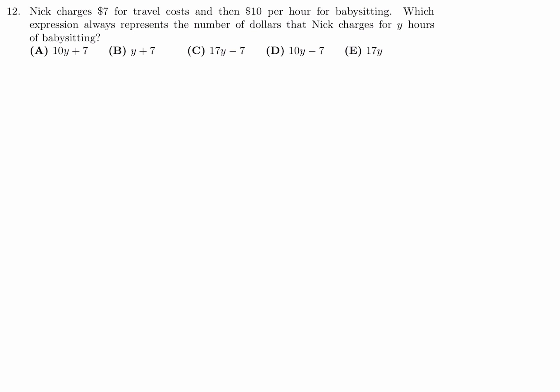Nick charges $7 for travel costs and then $10 per hour for babysitting. Which expression always represents the number of dollars that Nick charges for y hours of babysitting? Well, there's a flat rate of $7 that never changes, and then $10 times the hours that he works. So 7 plus 10y. And of all the answer choices, the one that matches that is choice A.